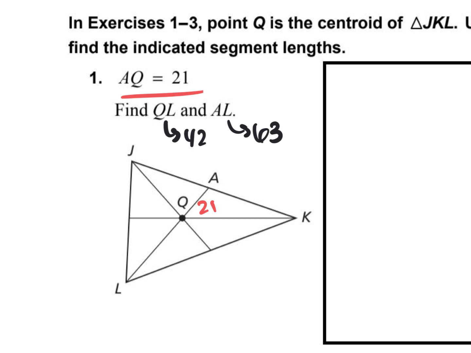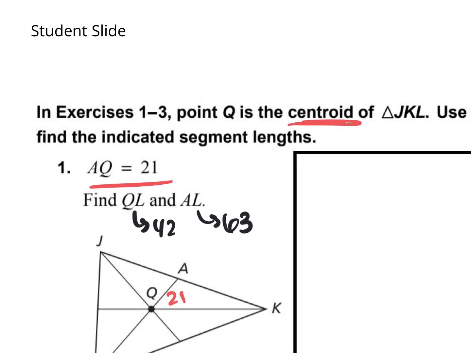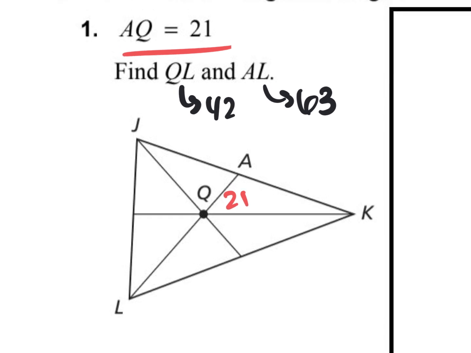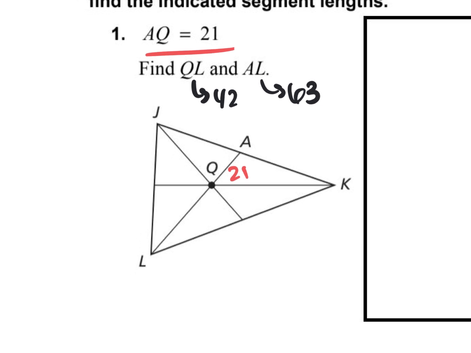Now, AQ is part of a median because it says that Q is the centroid, where the centroid is all the medians. Now, the centroid divides that median into two parts. What portion is AQ of the whole thing? It's a third. So we're going to write AQ is equal to 1/3.